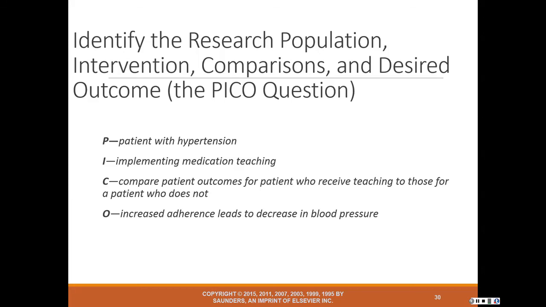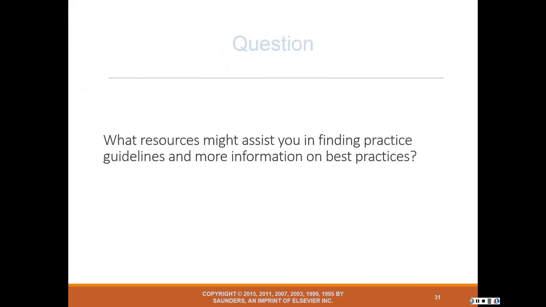That's a PICO question. What resources might assist you in finding practice guidelines and more information on best practice? Okay, I want you to answer that, because we've talked about some important resources for you. What do you think? You think AHRQ would be good? I think so. What about the National Guideline Clearinghouse?